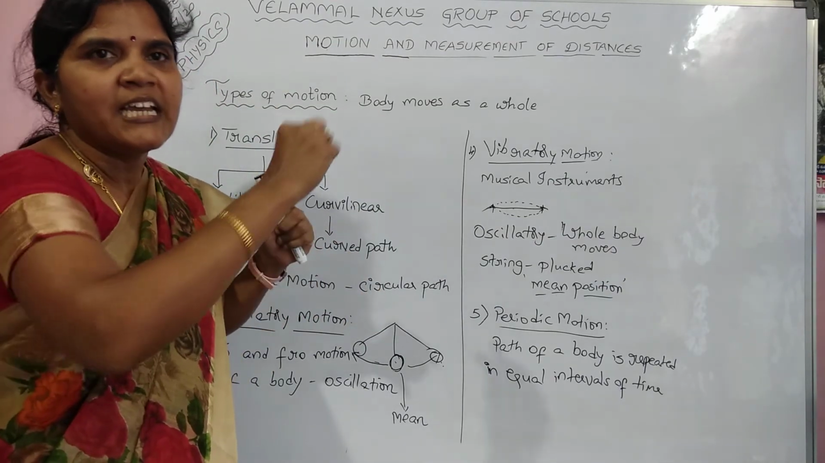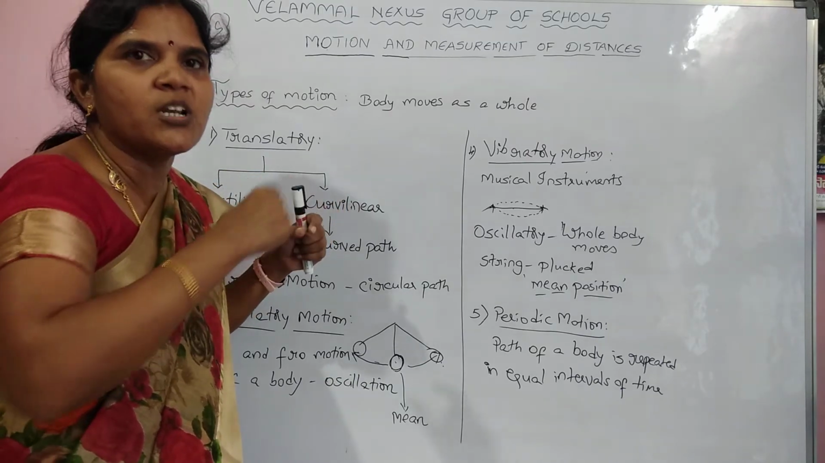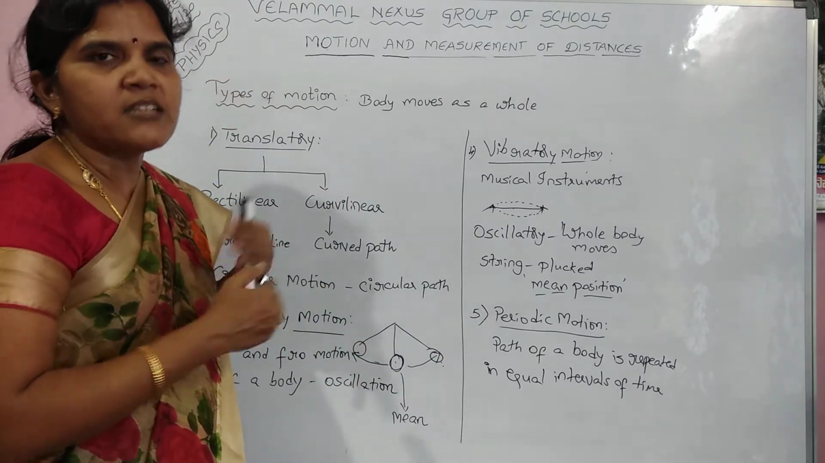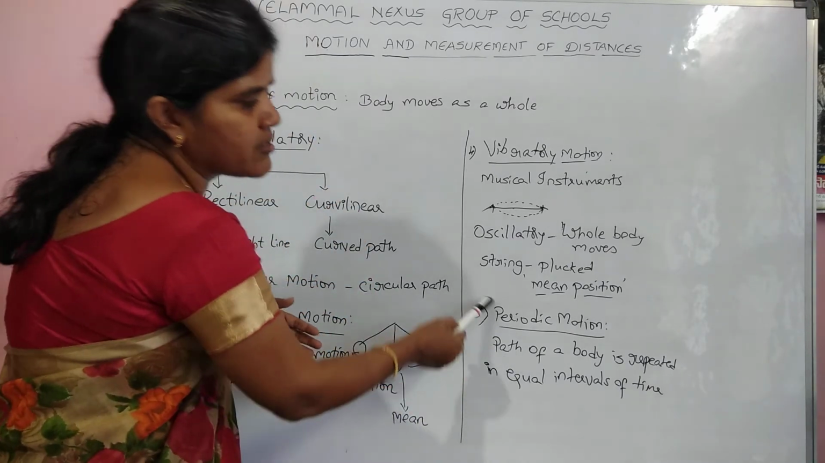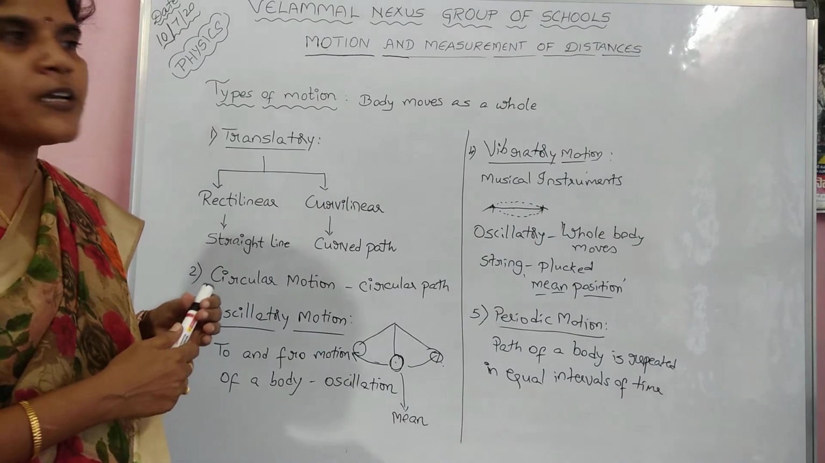In vibratory motion, the string will not come out of its position. From its position only, it will be vibrating. Periodic motion is what? If the path is repeated in equal intervals of time, then we say it is periodic motion, children. I hope you understood this.